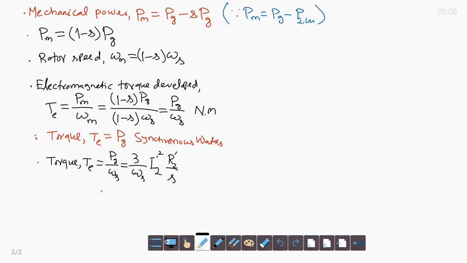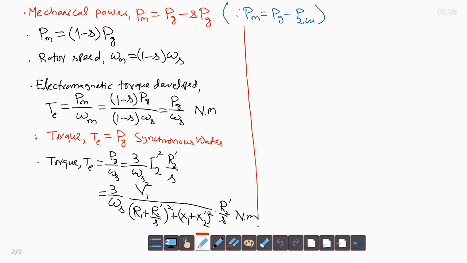So, that is equal to 3 by omega s, V 1 square divided by R 1 plus R 2 dash by s whole square plus x 1 plus x 2 dash square, whole into R 2 dash by s Newton meter. So, this is the torque expression. This equation relates the torque with slip s. So, from this, torque and slip characteristics can be obtained. Let us do further analysis to find out what is the maximum torque and at what speed it occurs.